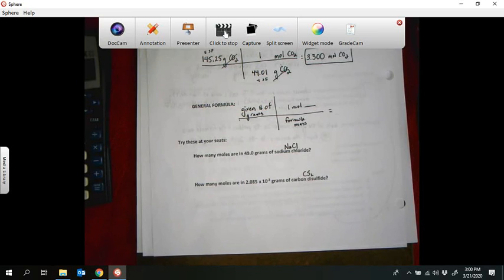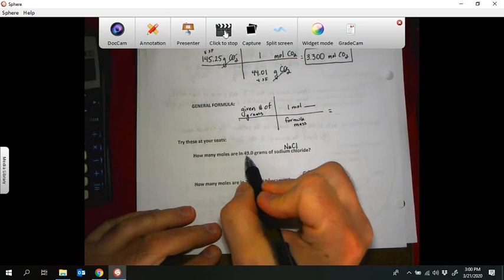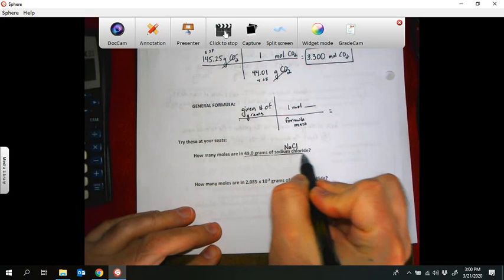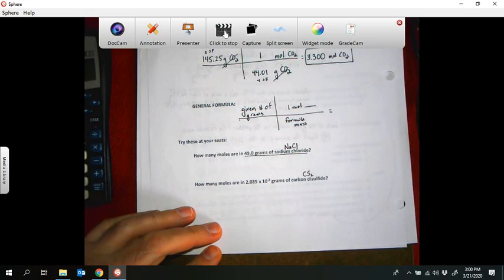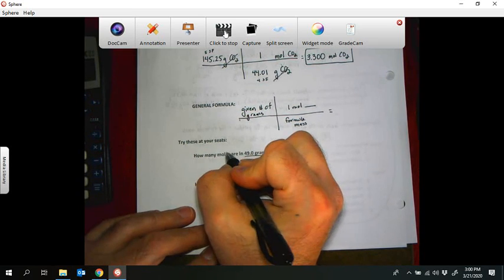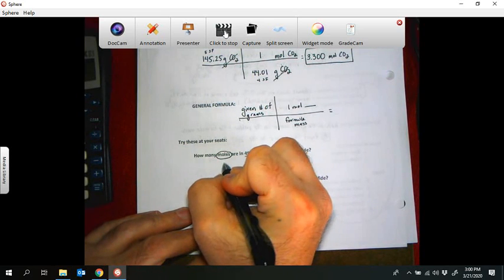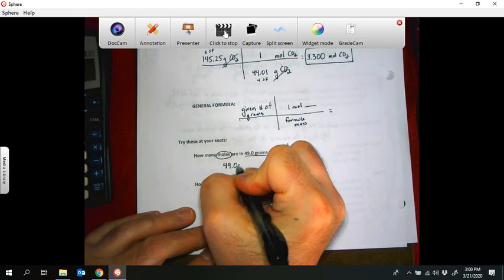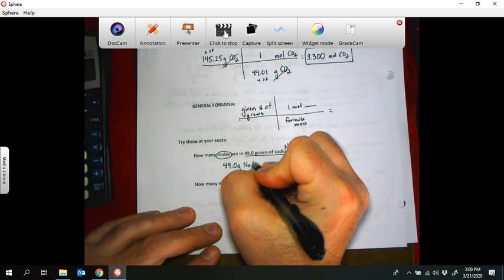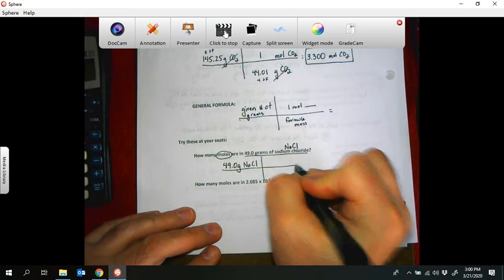So in the first problem, how many moles are in 49.0 grams of sodium chloride? We underline what we're given: 49.0 grams of sodium chloride, which has a formula of NaCl, and we're looking for moles. So we start with what's given, 49.0 grams of NaCl, and we draw our little conversion chart.